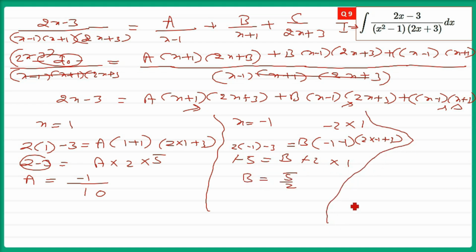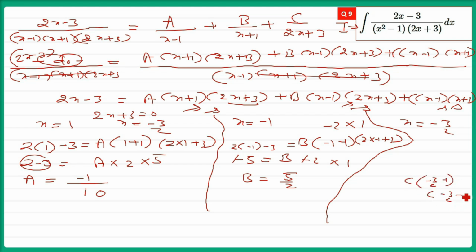Coming to the third constant. Now we'll put x equals to negative 3 by 2. How did I get it? If you put 2x plus 3 equals to 0, at what value of x will 2x plus 3 become 0? It will be x equals to negative 3 by 2. So that's why we have to put x equals to negative 3 by 2 in order to get c. So I'm replacing all x on the left and right hand side by negative 3 by 2, and we know that the first and second terms will be 0. Only the third term with c will remain.